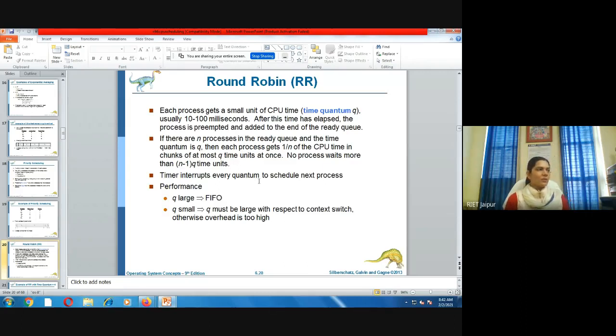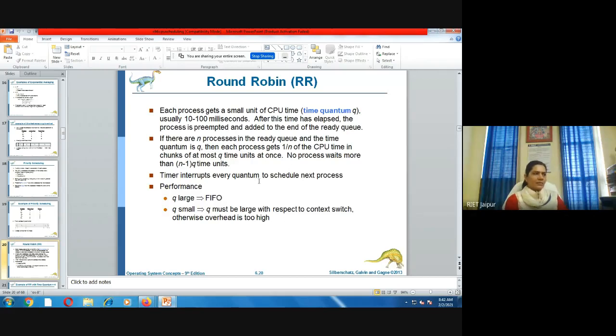You can have a look at this slide. Round robin scheduling will overcome the problem of starvation. It will distribute the processor time in an equal manner. How? Each process will get a small unit of CPU time, called the time quantum, or you can say time slice. Normally it is between 10 to 100 milliseconds.